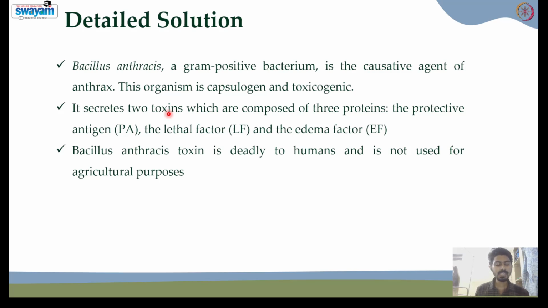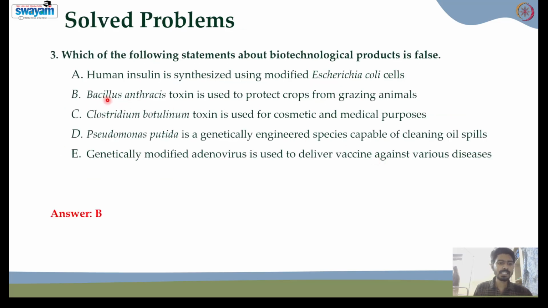So Bacillus anthracis secretes toxins, and it is very deadly to humans and animals. So that is why it is not used for agricultural purposes. That is why Bacillus anthracis toxins are not used to protect crops from grazing animals. So we will see other options too.